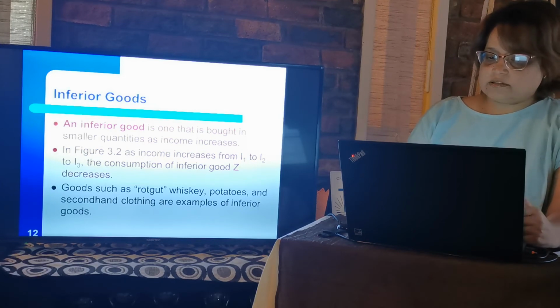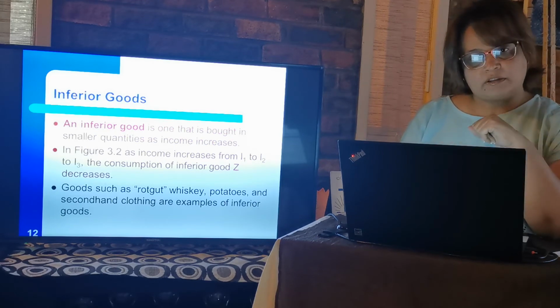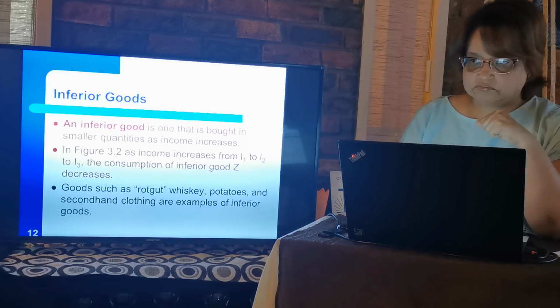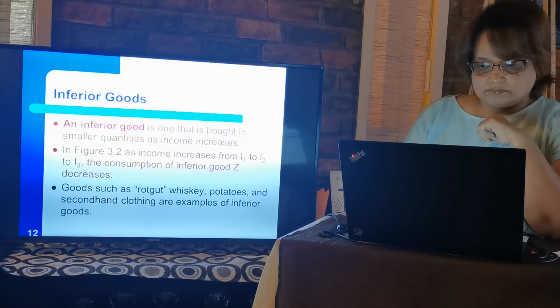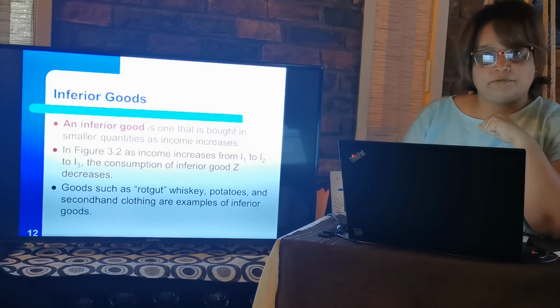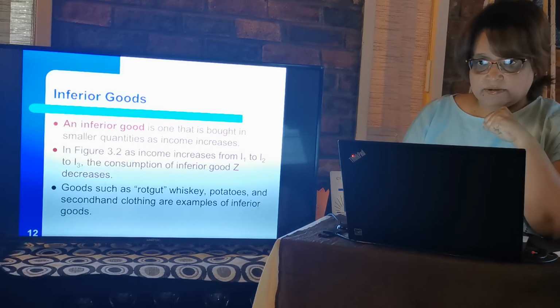Goods such as whiskey. I usually bought whiskey or something of that nature, but now I'll buy less, because I'll buy whiskey but not that same label. Potatoes and second-hand clothing are examples of inferior goods. You need clothes, but you will not buy second-hand clothes that much because you had an increase in income.